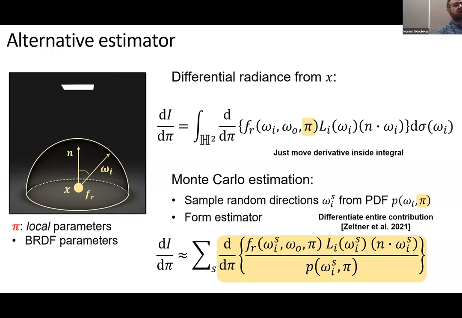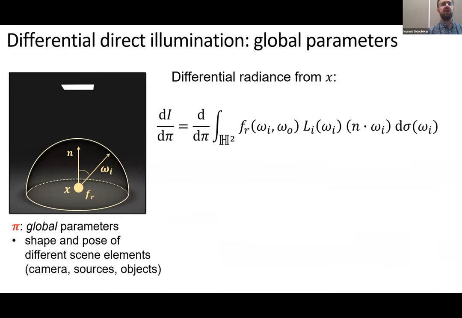Okay, so that goes for these local parameters. For these parameters, I can just move the derivative inside. And again, think of them as things that don't change the global scene geometry. They don't move things around, don't stretch or deform shapes, they don't do anything. But in a lot of interesting problems, we actually have to deal with the other kinds of parameters. We have to optimize for shape, for camera poses, and so on.